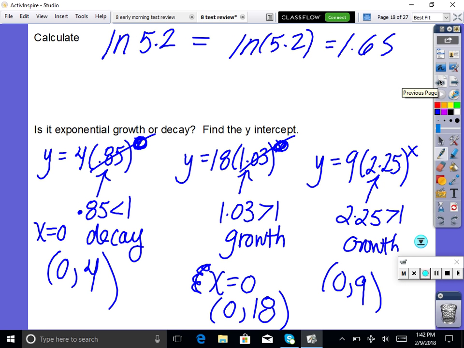Hopefully you got all that. I do not know if this was recording. So real quick, we know this one is decay, growth, growth, and then I just plugged in 0 for x to find my y-intercept. You plug in 0, that becomes a 1. Therefore, we would get 4. So notice 0, 18 and 0, 9, because if you plug in 0 here, that becomes a 1.